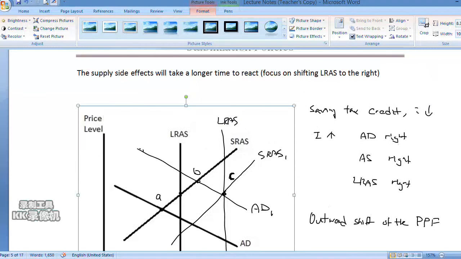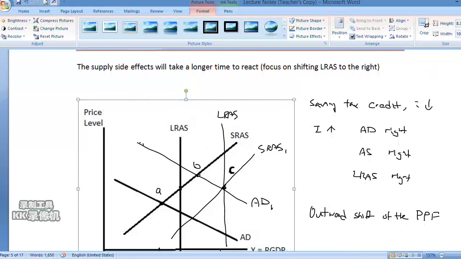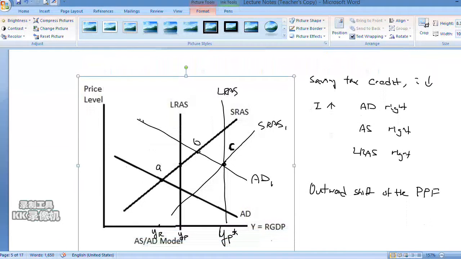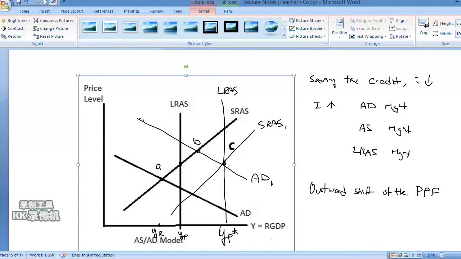For the supply side effect, focus on the interest rate. When interest rate is low, businesses are going to invest more, and as they have more and more capital, the economy as a whole will become much more productive, shifting the long run AS curve to the right.